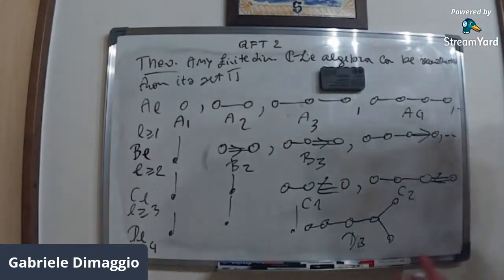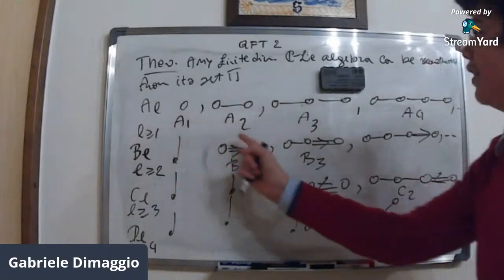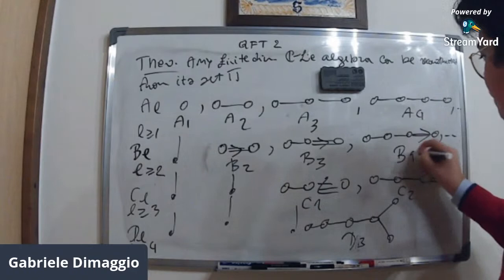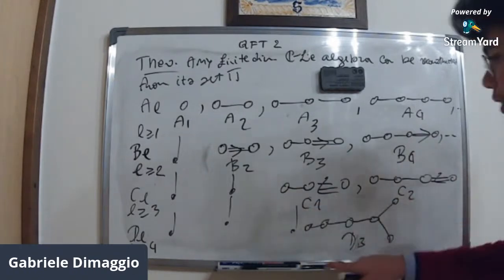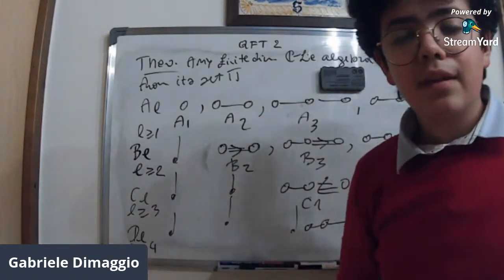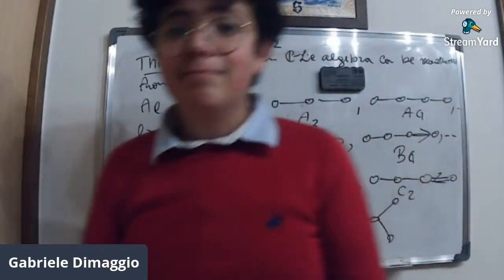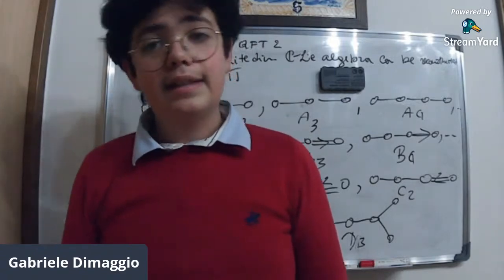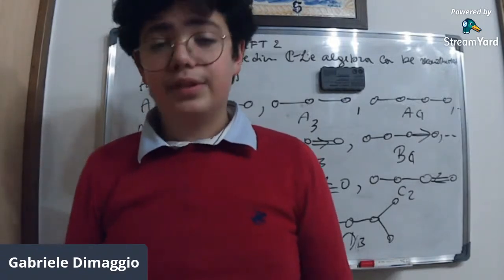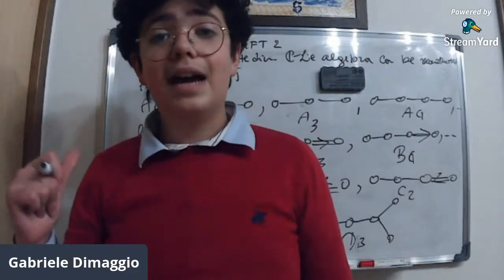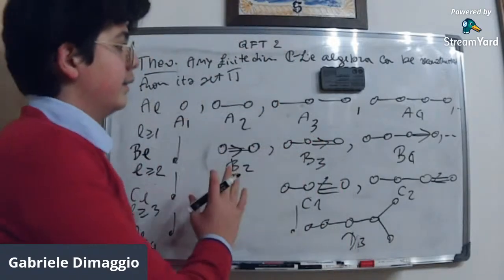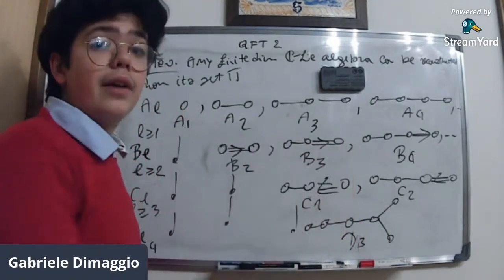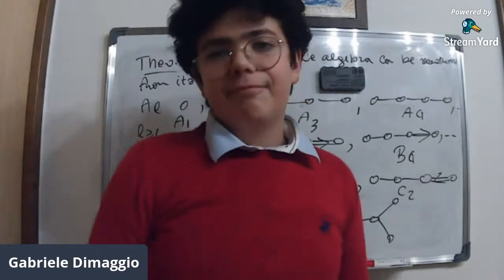So what are A1, A2, A3, A4, B2, B3, B4, C3, C4, D4, and so on? These are Lie algebras, and I just represented these Lie algebras using a diagram called the Dynkin diagram. Goodbye.